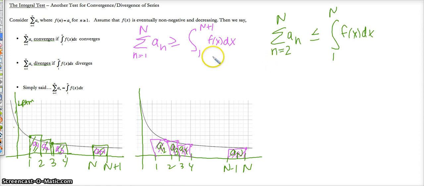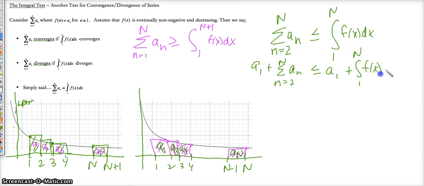Now, the cool thing is that there are some funky inequalities going on here. The problem is that this sum starts at 2, and we're missing a sub 1 here, because in order for me to write this as one big inequality, I have to make sure everybody matches up. So this one contains a sub 1. This inequality does not. So what do we do? We add a sub 1 to both sides. The sum of a sub n is less than or equal to a sub 1 plus the integral from 1 to N of f of x dx.